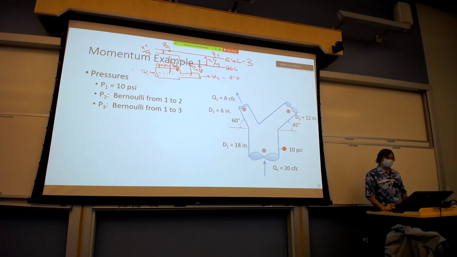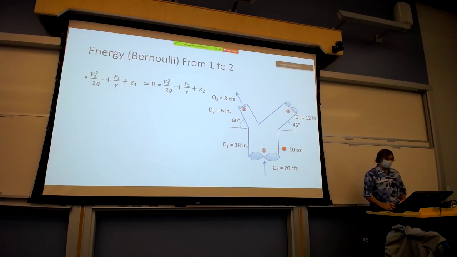So, looking at these energy statements, from 1 to 2, we would say the velocity head at 1 plus the pressure head at 1 plus Z1, V1 squared over 2g plus P1 over gamma plus Z1, is equal to the Bernoulli sum. And that's equal to the same thing at location 2. There's only one unknown in this equation now, and that's the pressure at 2.